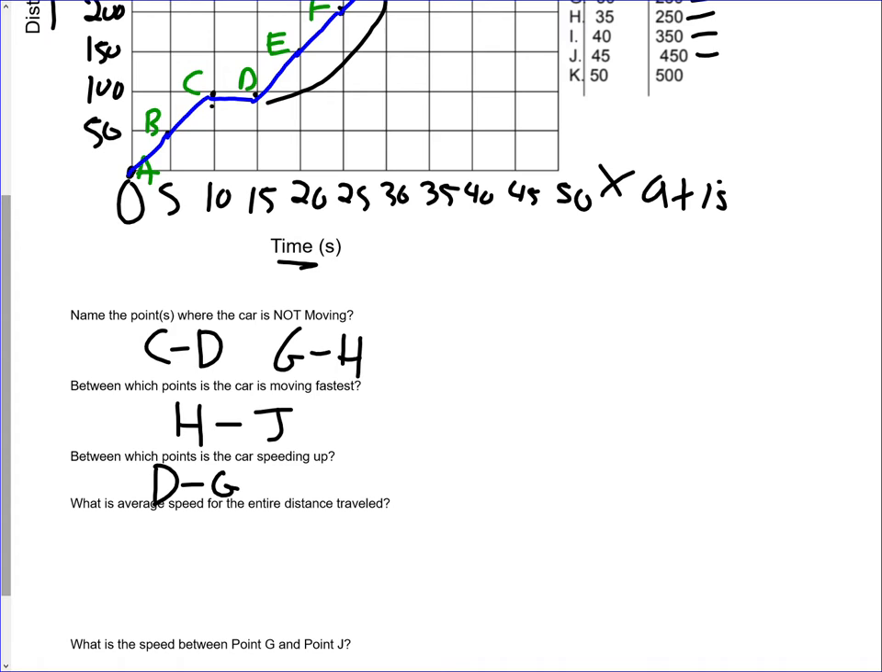and from points H to J, okay. So really, when we're looking at a graph, that's the most important thing of seeing where it goes a little bit faster, right, than before. So if we notice that it stopped, then it's obviously going to go faster if it starts to go at a steeper incline on your graph.